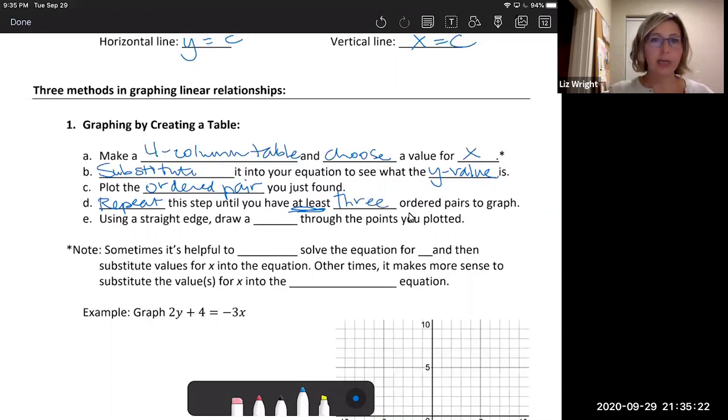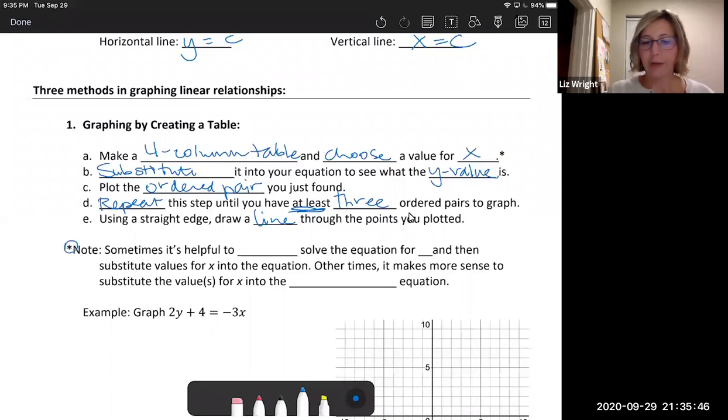Then we're going to use a straight edge. So use any straight edge that's around. You can sometimes just get out your student ID and use that for your straight edge to draw your line. You can use the side of a notebook, a side of a book. You can use a ruler. Any of those things are going to work great for a straight edge. So using a straight edge, we're just going to draw a line through the points you plotted.